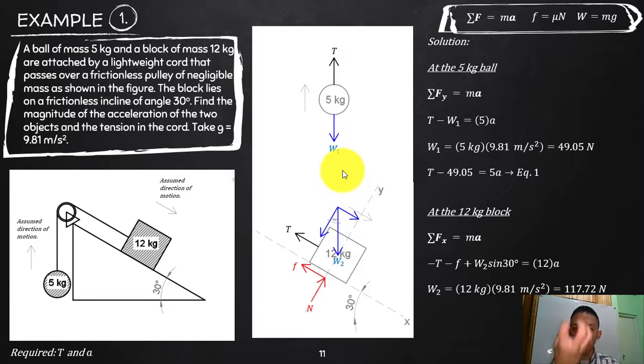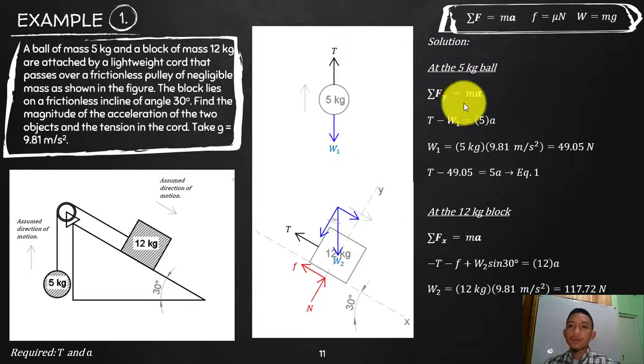A weight is always downward in the direction of gravity. So here, if you'll try to focus on the solution, we need to solve every unknown parameter. This is the assumed direction of motion. That 5 kilograms will go up because that 12 will slide down. So your direction of motion in this part of the system is going up. Going up is positive, going down is negative.